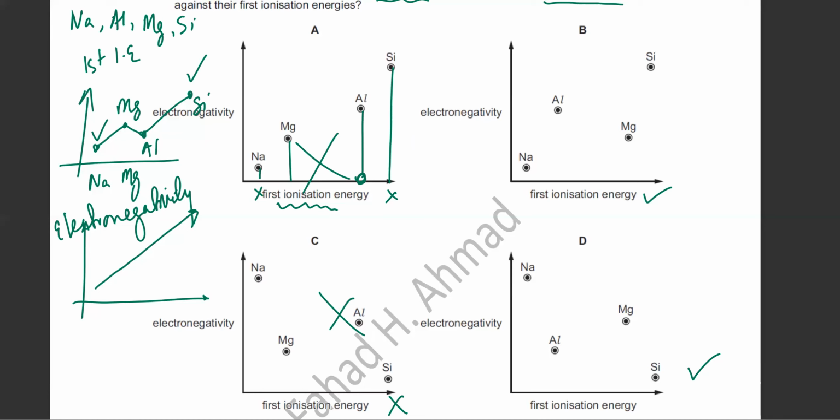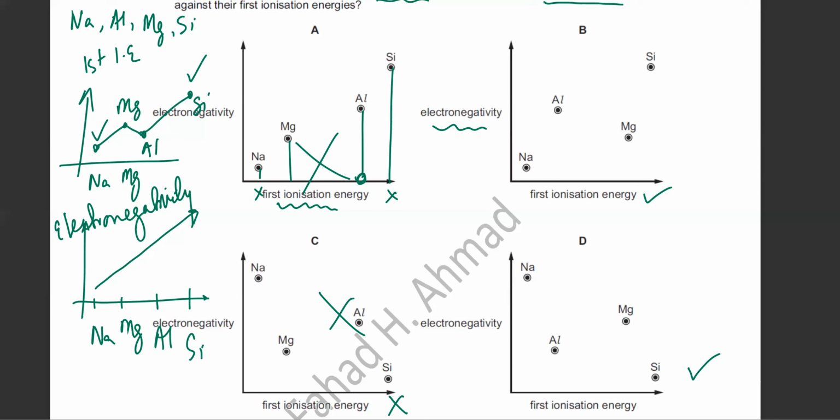Is this clear? Yes, sir. Now let's look at the vertical axis. Who's going to be the most electronegative? Silicon is here and Na is over here, so it's going to be silicon. Silicon is going to have the highest.